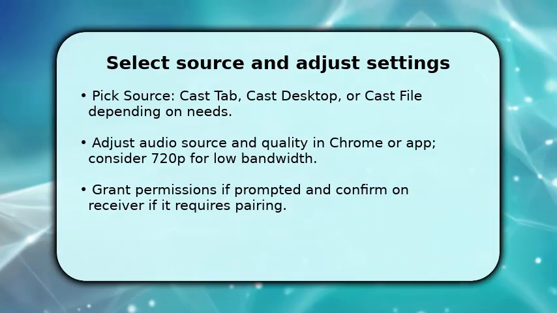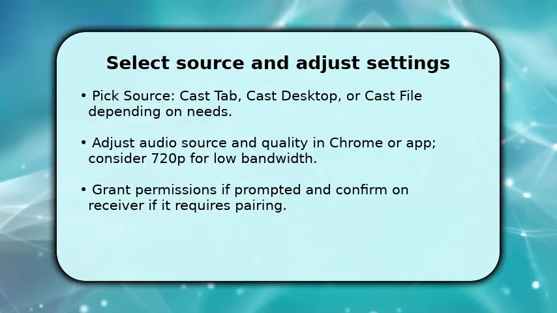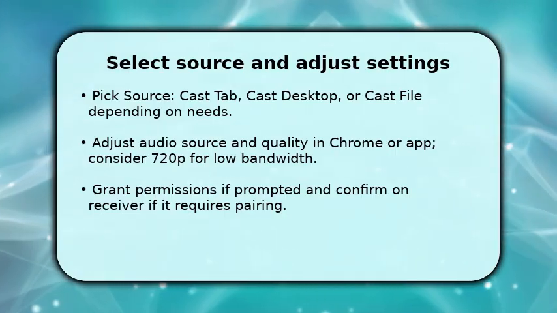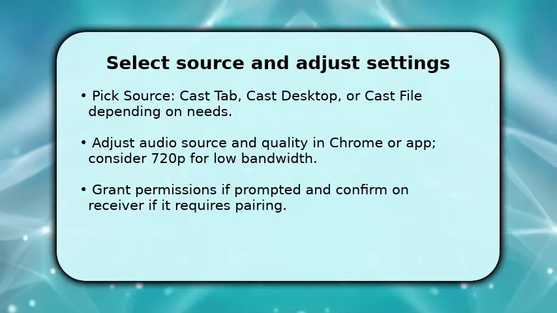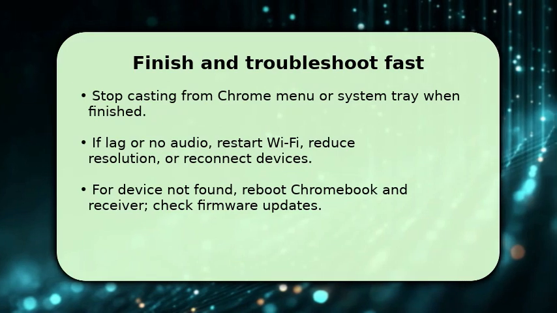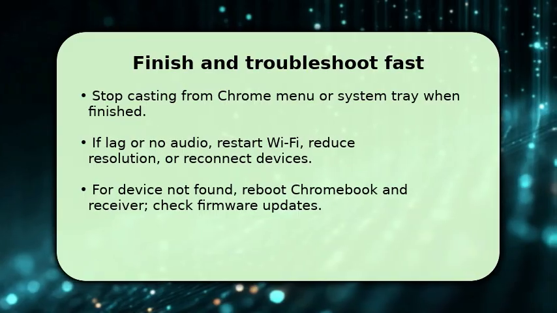Make sure to accept any permission pop-ups on both the Chromebook and the receiver. Some receivers ask for a confirmation code. Once done, you'll see the mirrored content. Keep an eye on the connection icon for status. To end, click the cast icon and stop casting from the menu or the system tray. That cleanly releases the receiver.